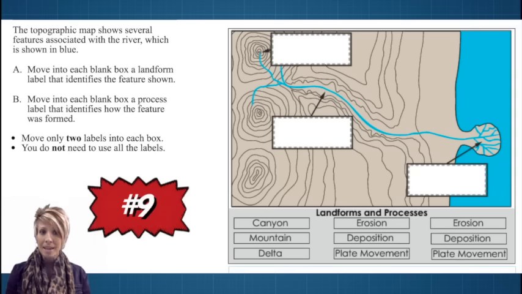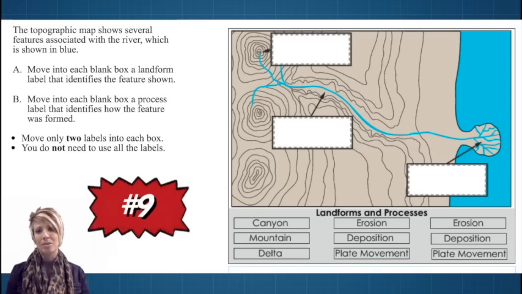Now for part B, it says move into each blank box a process label that identifies how the feature was formed. So for instance, when you look down there, you see underneath of landforms and processes, you see the words canyon, mountain, delta. Well, let's say you used one of those words. What I want you to tell me then is, how did that canyon form? Or how did the mountain form?